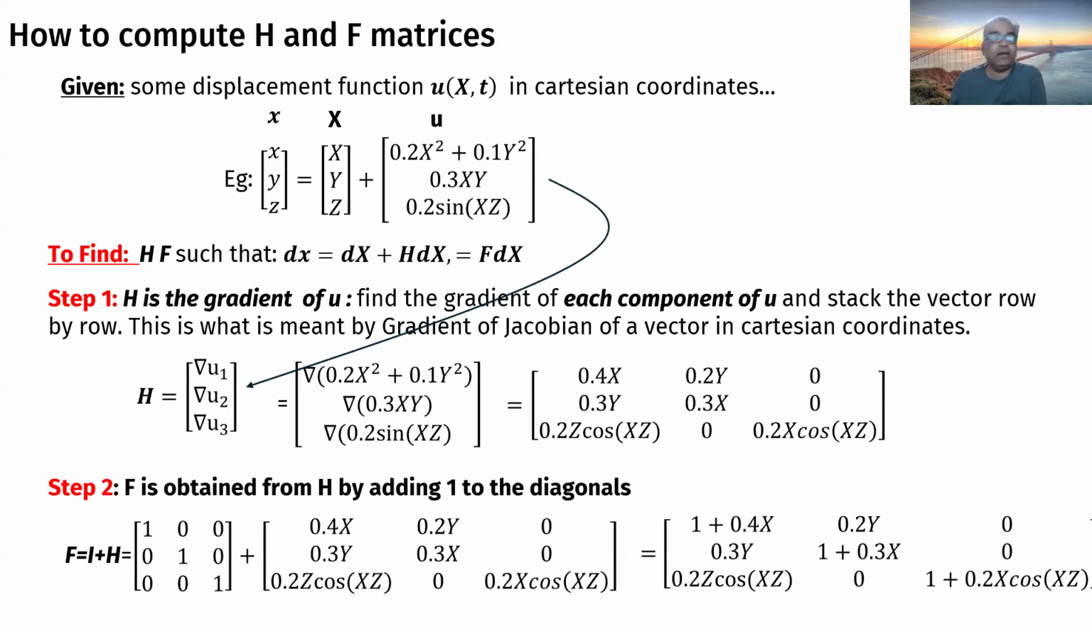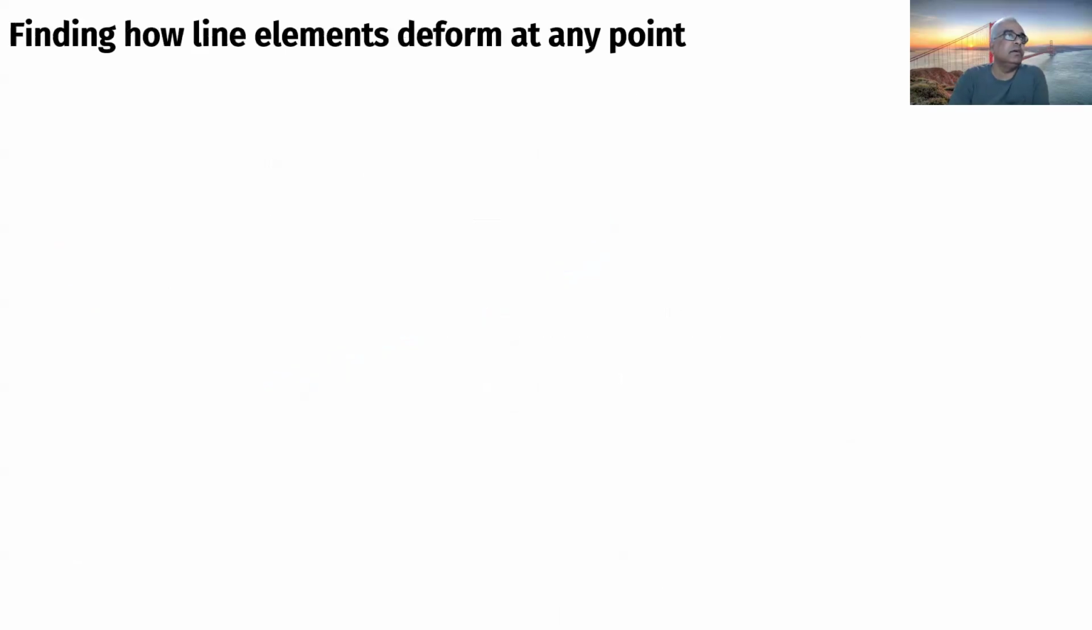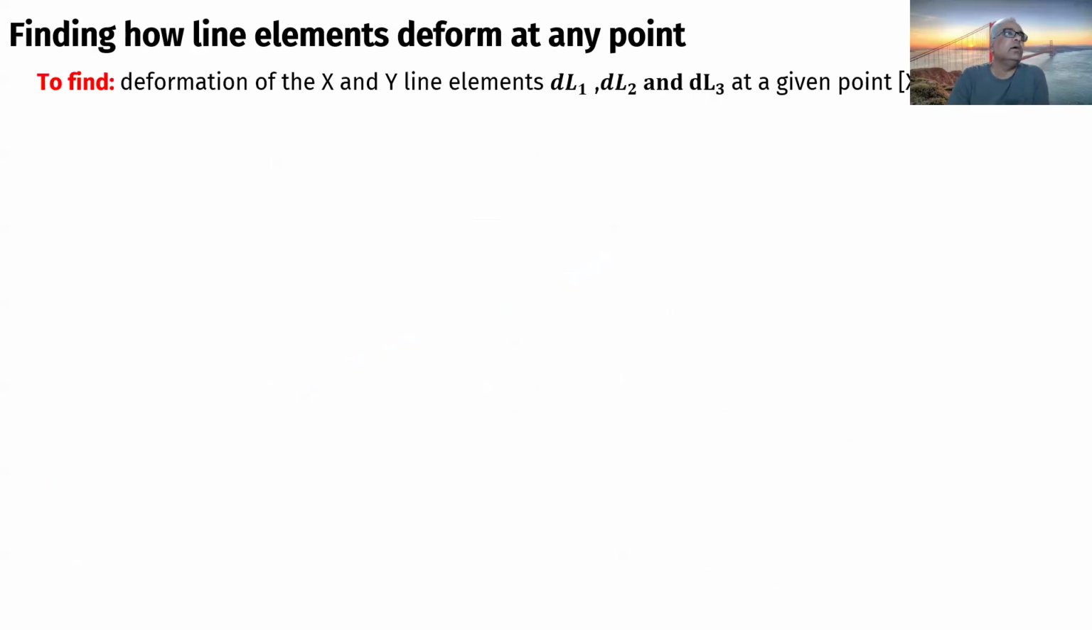Okay, so what do we do with the f matrix? That's what we're going to look at next. The f matrix tells you how line elements deform at any point. What do I mean by that? I want to find the deformation of the x, y, and z line elements dl1, dl2, dl3 at a particular point x, y, z equal to 1, minus 2, 3.